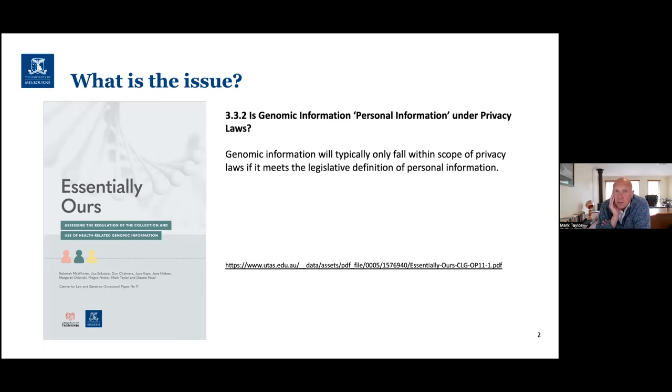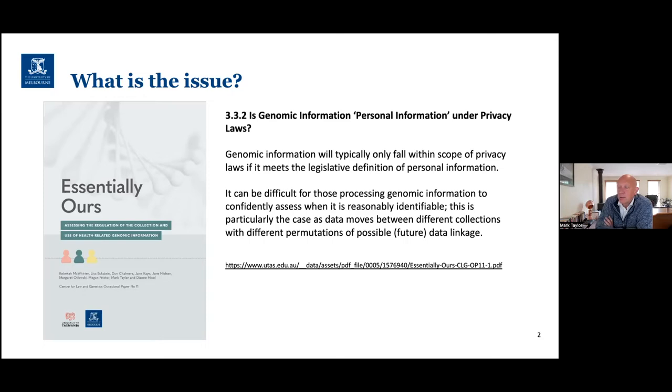And it was recognised, and this is an excerpt from the relevant chapter in this occasional paper, that genomic information will typically only fall within the scope of privacy law if it meets the legislative definition of personal information. But it can be difficult for those who are processing genomic information on a day-to-day basis to confidently assess when it is personal information, because it can be difficult to confidently assess when the data is reasonably identifiable. And this is particularly the case as data moves between different collections with different permutations of possible future data linkage.